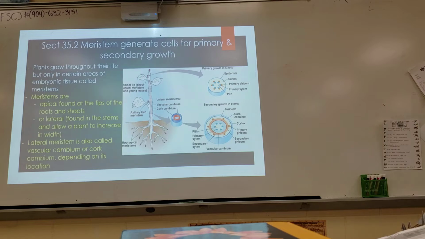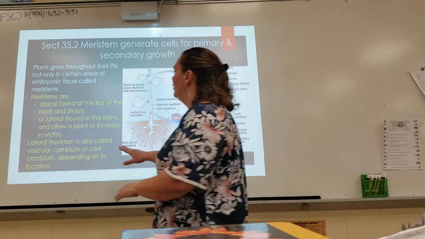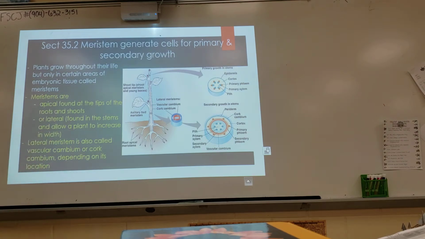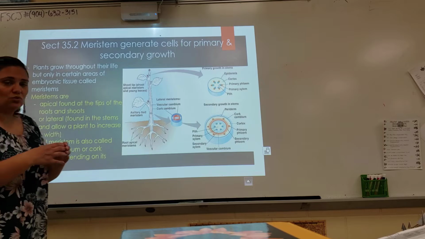Okay, meristem. Remember, in meristem, you've got the word stem. So meristem cells are stem cells for plants. They can be found in apical, the tips of the roots and your shoots. Anywhere where there's new growth, these cells can become dermal, ground, or vascular, whatever they need to. Or they can also be lateral. Lateral meristem is also called vascular cambium or cork cambium, depending on the location. That's when the plant is growing out.